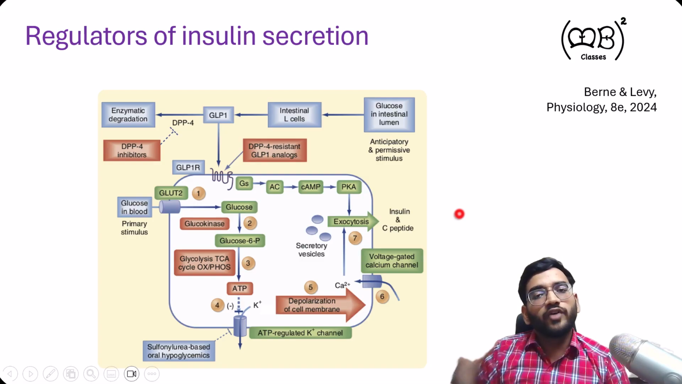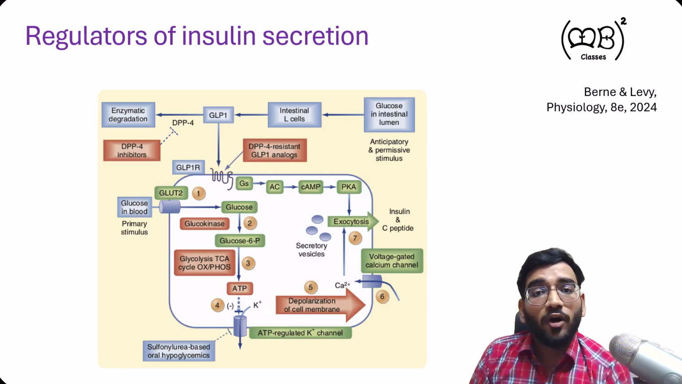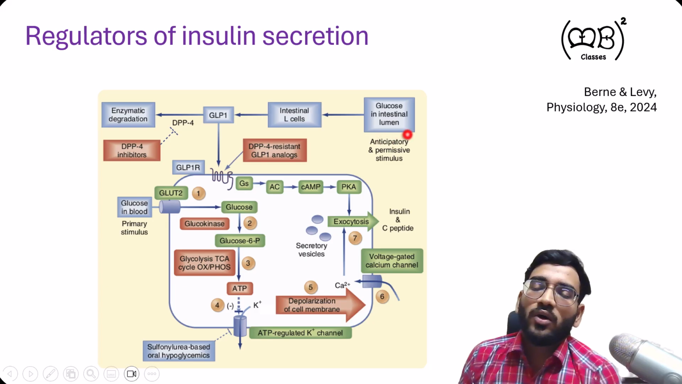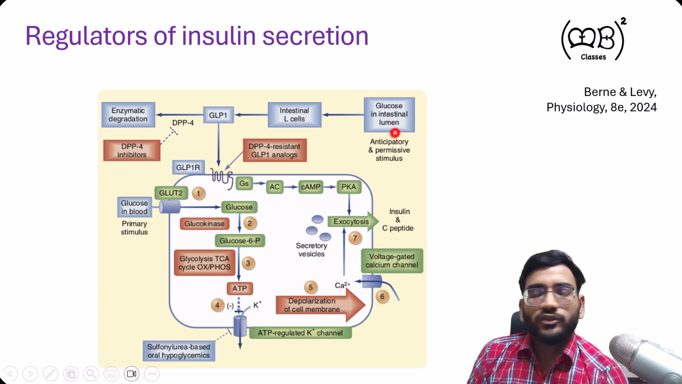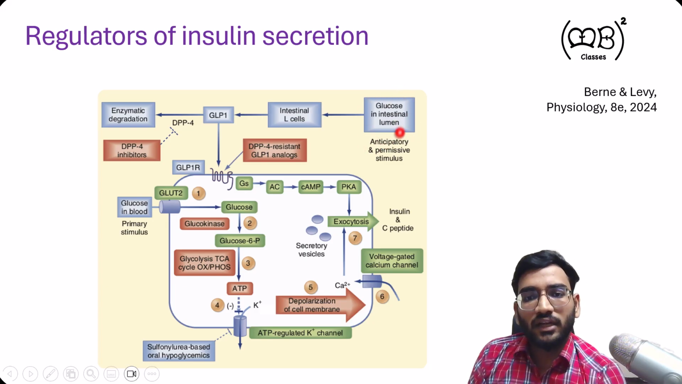Understood? Now we also talked about the feed forward mechanism of incretins. So this is how the incretin acts. The glucose in the intestinal lumen is an anticipatory and pervasive stimulus via the intestinal L cells.